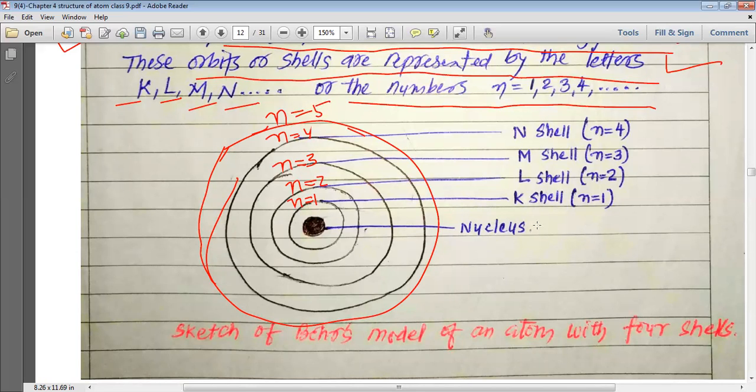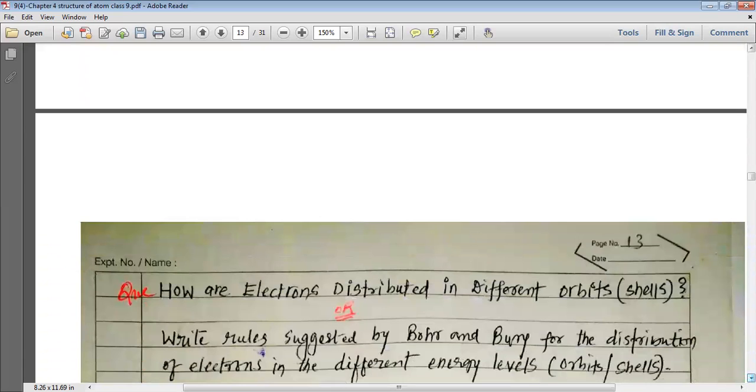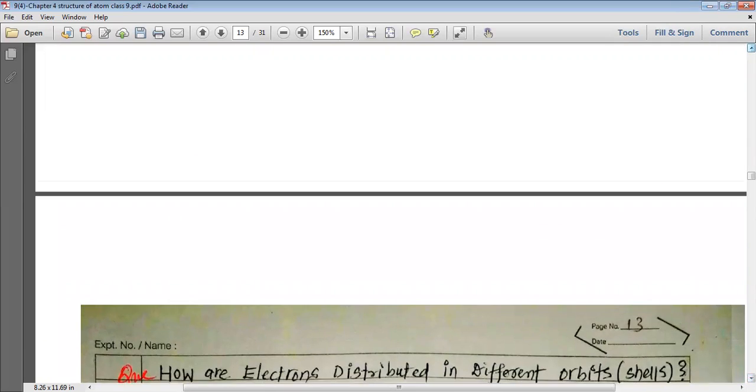So n equals 1 is called the K shell, n equals 2 is called the L shell, n equals 3 is called the M shell, n equals 4 is called the N shell. If you have n equals 5, then you can call it the O shell. K, L, M, N, O shell, where you have n equals 5. So this is how, my dear students, we understand the model which was given by the scientist. His name was Niels Bohr.